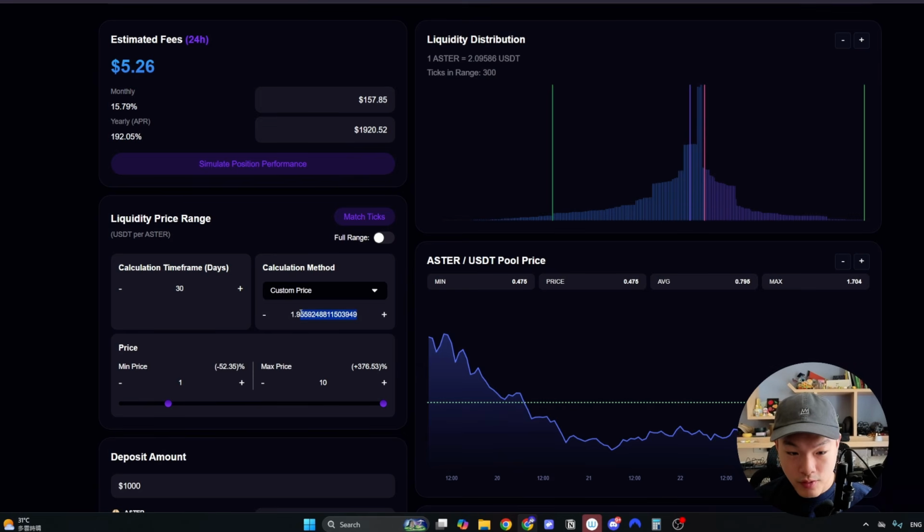And then you could simulate as well. For example, price draws down pretty hard to 1.3. The APR is going to be really, really high, right? This is also why I prefer a wider range liquidity pool. You don't have to worry about rebalancing as much. And if the price is really volatile, you're going to be printing a lot of fees.